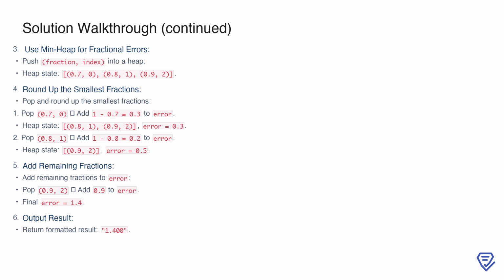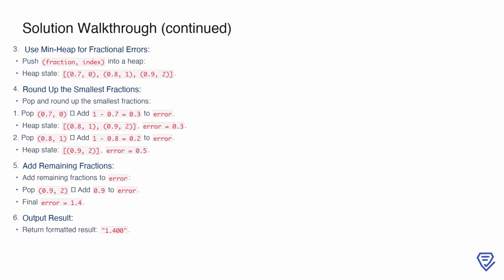To minimize the rounding error while rounding up 2 prices, we focus on the fractional parts. We use a min-heap to efficiently track and process the smallest fractions first, as these will contribute the least error when rounded up. The heap is initialized with tuples of the fractional values and their indices, resulting in 0.7, 0, 0.8, 1, 0.9, 2. Next, we begin rounding up the smallest fractions. First, we pop the smallest fraction, 0.7, from the heap and calculate the additional error caused by rounding it up, which is 1 minus 0.7, or 0.3.